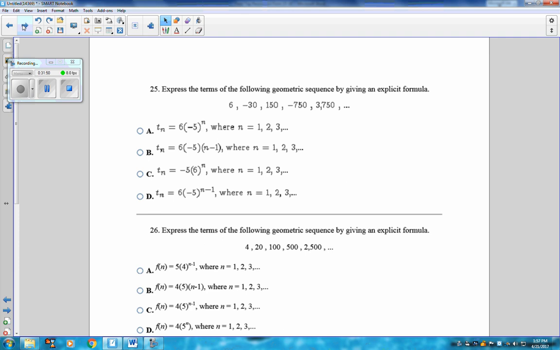25. Express the following terms of the geometric sequence by giving an explicit formula. Remember that the explicit formula is a sub n is equal to a sub 1 times r to the n minus 1 power. Geometric sequence. My first term is 6, so I'm going to have a sub n is equal to 6. My common ratio is negative 30 divided by 6, which gives me negative 5 to the n minus 1 power. So if I look back, my correct equation is going to be D.